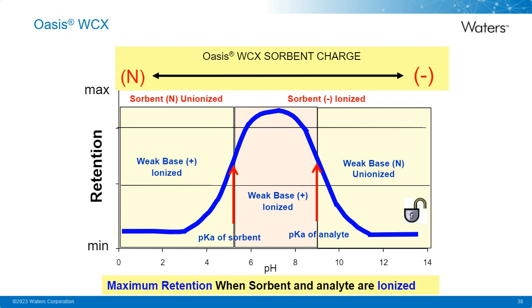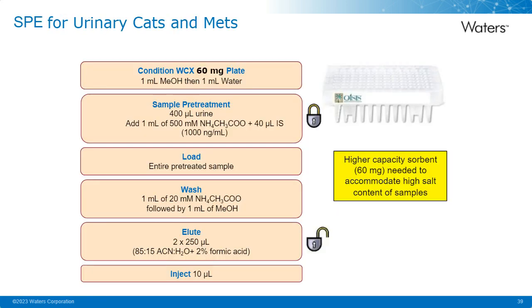So if we take a look, they're just showing that it's locked at those neutral pHs. So what we do is we pre-treat and buffer with a buffered ammonium acetate solution at pH 7. So here is the protocol.